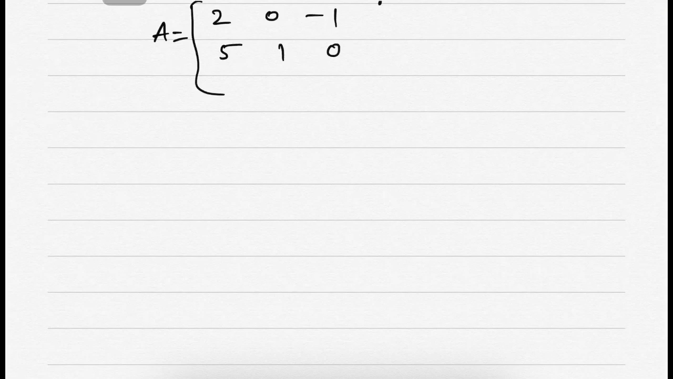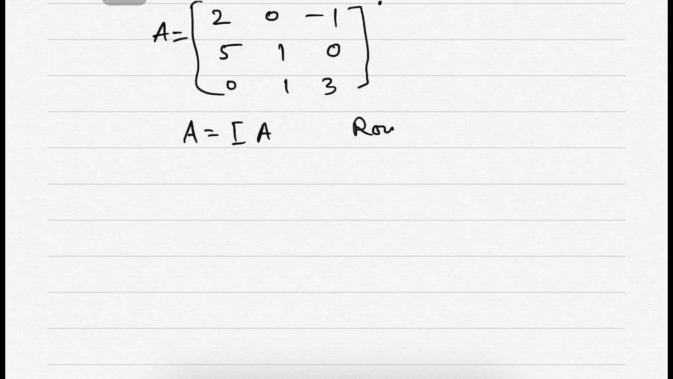Let us take one more example. Let A is equal to [2 0 -1; 5 1 0; 0 1 3]. Let us write A is equal to I into A. We are doing here elementary row operations.